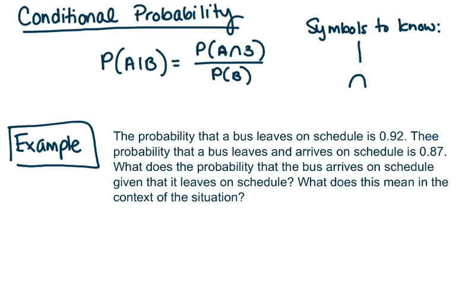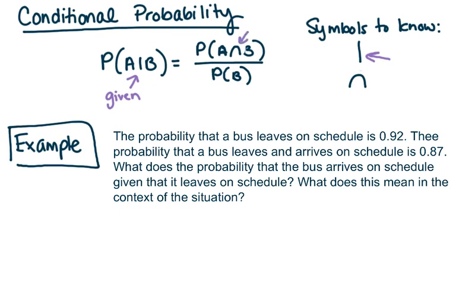Some symbols for you to know that are really going to help you is this symbol, that little straight vertical line. It means given. So this is saying the probability of A given B. By conditional, they mean something has already happened. So if a first condition has happened before you're looking for the probability of this next event.